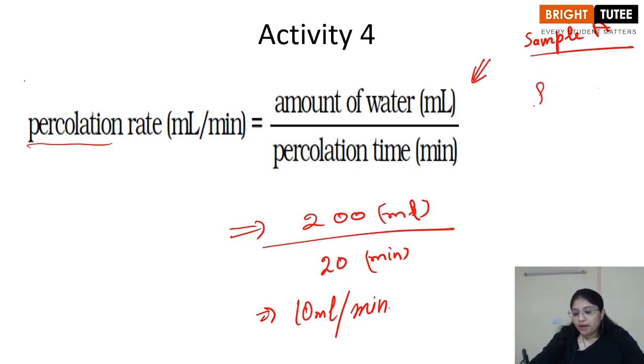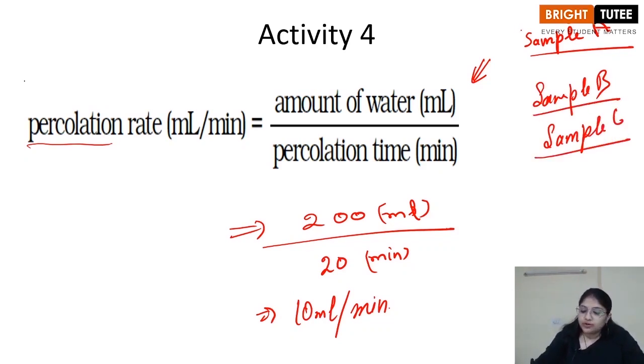Maybe the percolation rate of sample B would be something else and of sample C would be again something else. So in this way we will be able to calculate the percolation rate of all our three samples and put them in ascending order, as to which was the lowest percolation rate and which has the highest percolation rate, right? So in this way we will also be able to characterize our soil on the basis of the percolation rate as well. We can say whether loamy soil has more rate or the sandy soil or your clay soil has more percolation rate, right?